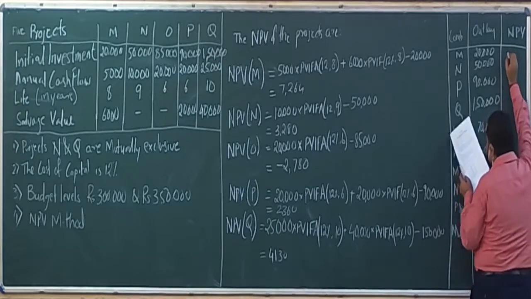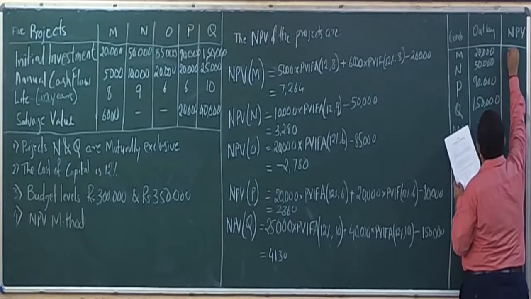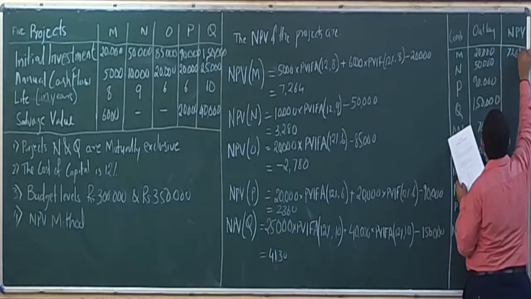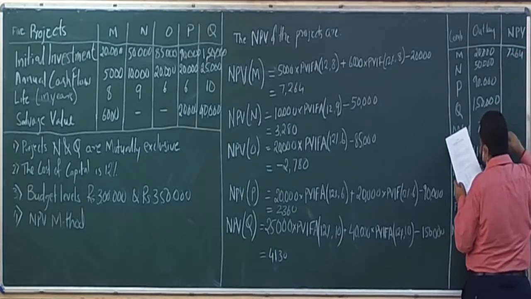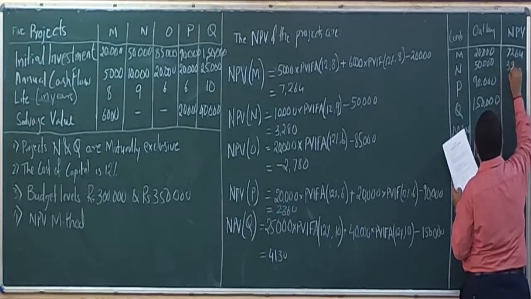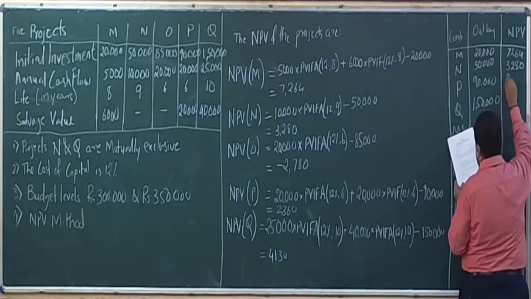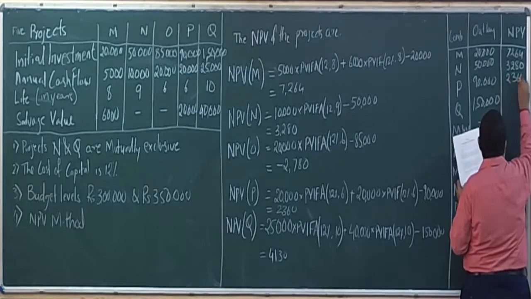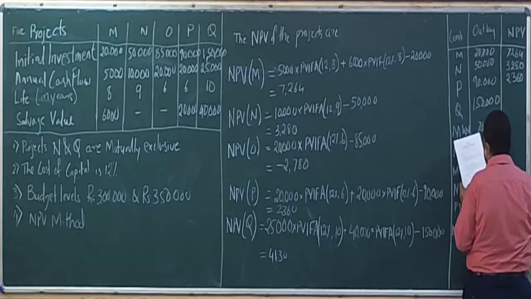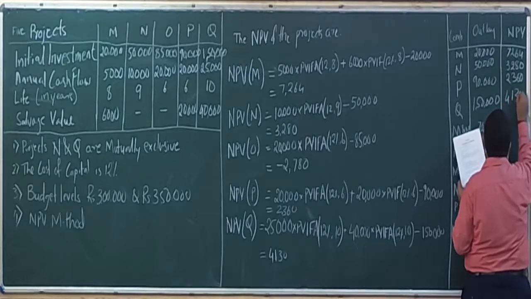Okay, so next let us see the NPV of these projects. Project M, I will get an NPV of 7,264. For project N, I am going to get an NPV of 3,280. For project P, it is 2,360. For project Q, it will be 4,130.